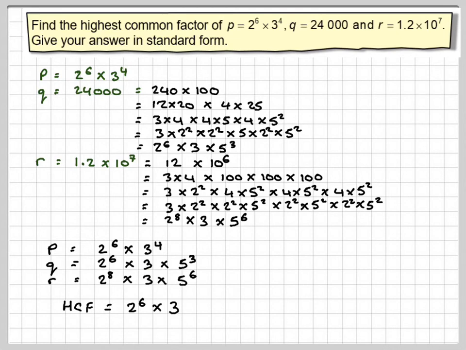So times 3. And here we've got 5 to the 3, 5 to the 6, but we've got nothing here, so there's no 5s in it. So the highest common factor will be 2 to the 6 times 3, which is 192. We'll have to put that in standard form, so that will be 1.92 times 10 to the 2, with the decimal point moved 1, 2 places, and then you get 1.92 times 10 to the 2.